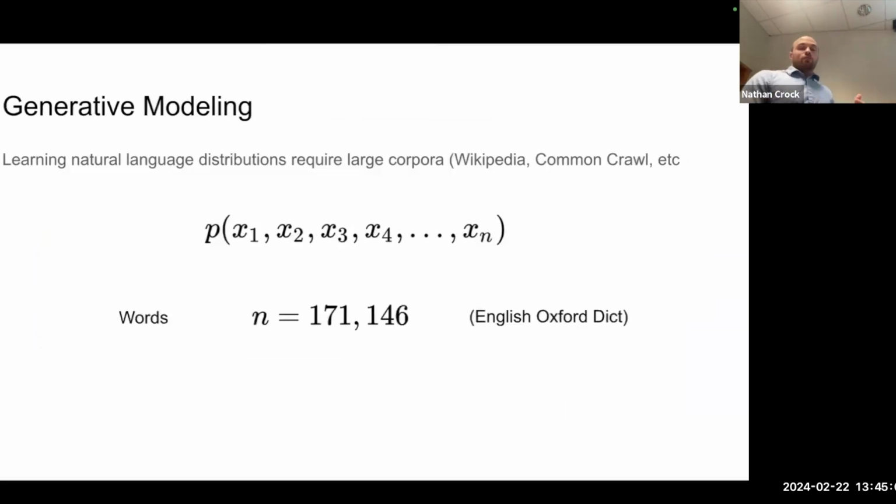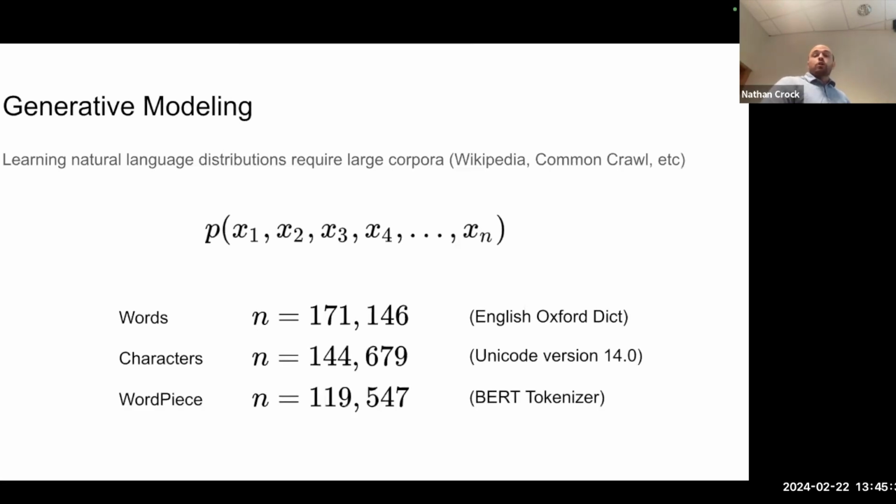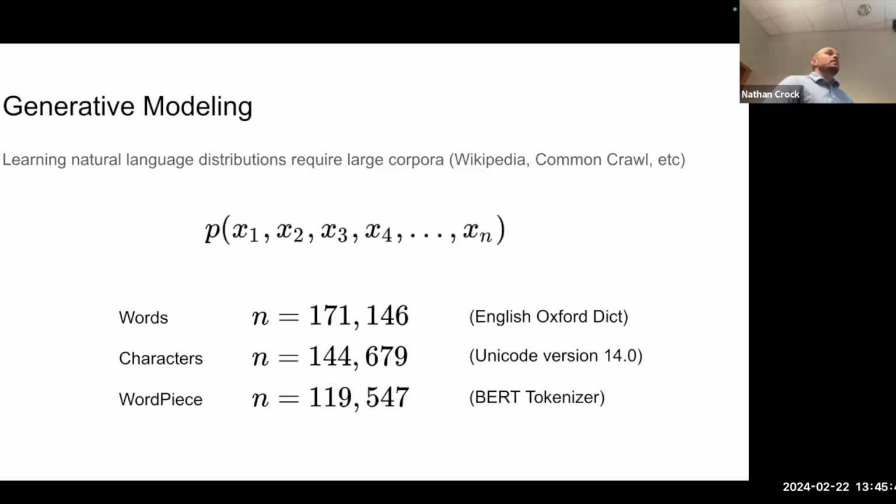So for example, if we used a word tokenizer, we would have at least 171,000 elements in the vocabulary. If we used a character tokenizer, and this is an interesting thing which we'll talk about in just a moment, we could have up to 144,000 tokens if we used Unicode's representation, or 14.0. I know we're like 15 something now. I couldn't find that number. Or if we used the WordPiece tokenizer, which is used by BERT, which was one of Google's models that began this revolution a long time ago, we'd have 119,000. And byte pair encoding has a little over 100,000.